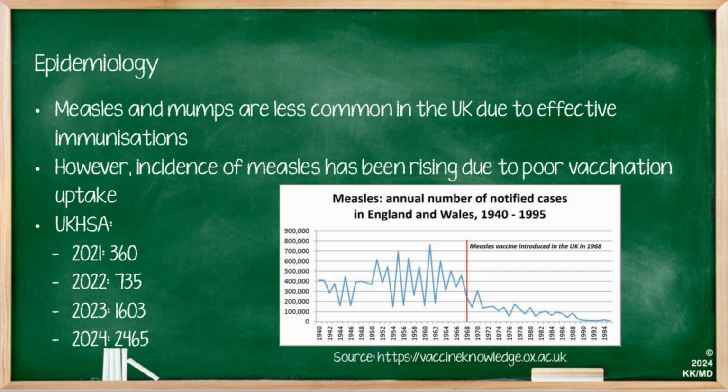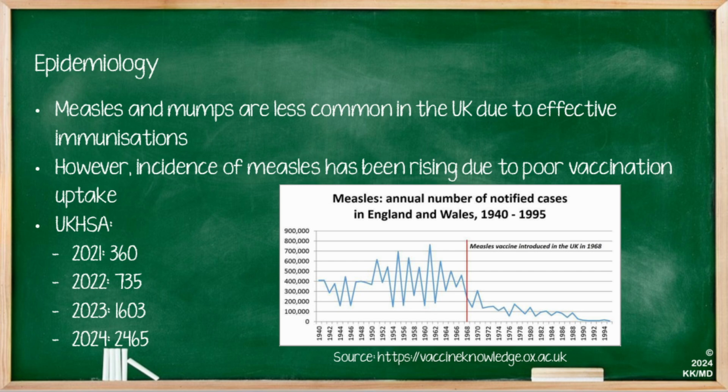If we look at measles in particular, the incidence of measles and mumps is less common in the UK due to effective immunisations. However, the incidence of measles has been rising due to poor vaccination uptake, due to misinformation about vaccines, which came about within the last couple of decades. The Health Security Agency has been recording the numbers of measles cases over the last several decades. And it's important to note that the measles vaccine was first introduced in the UK in 1968.